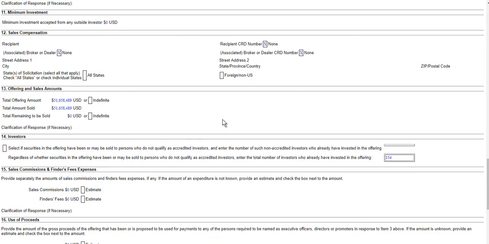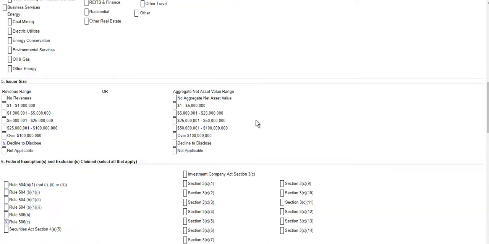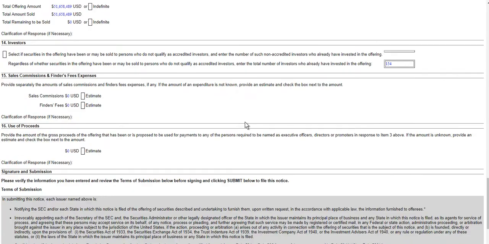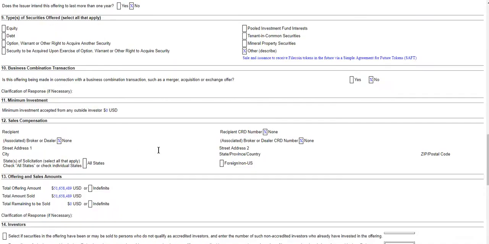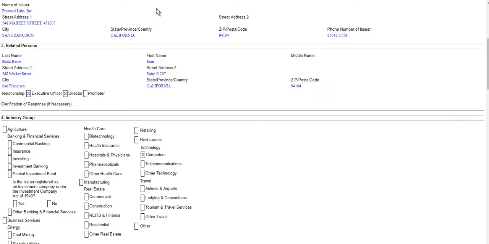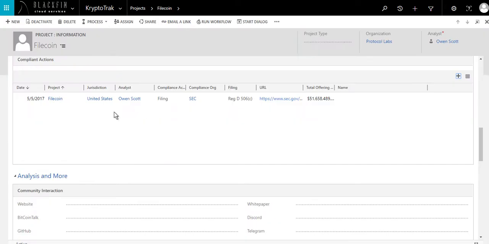I tried to stay under 4 minutes. I think I did, or maybe I didn't. Maybe I came up to 5. But there you go, that's how you would do this. And we built that out so that you could have any number of these. It's good stuff because you do a search in your database of all the ones that have filed. And you can even build charts around these filings, these compliant actions, to see just how much the offerings were and things like that.